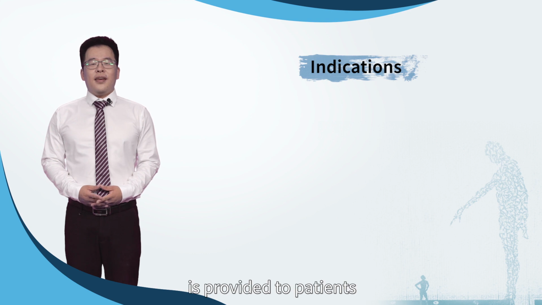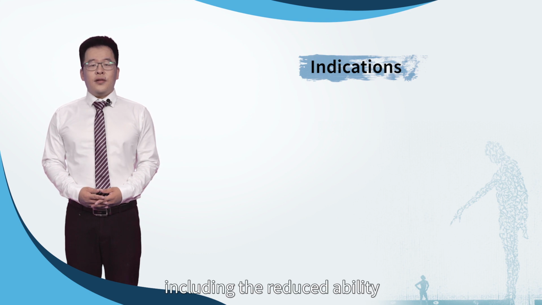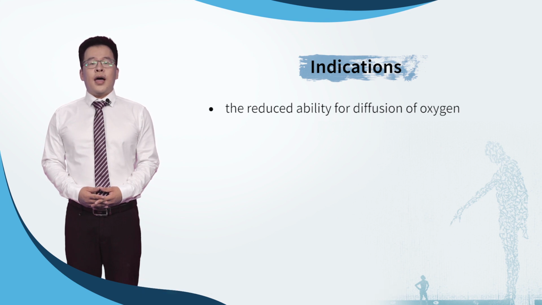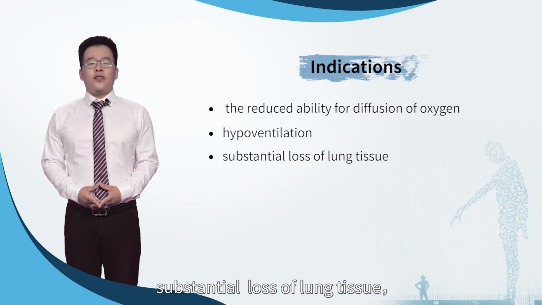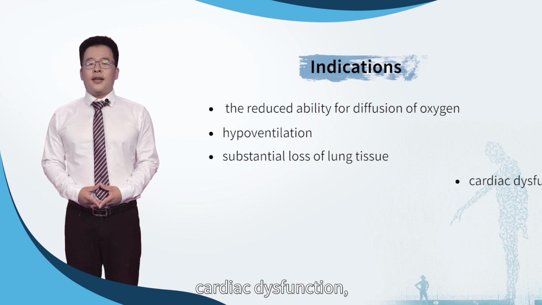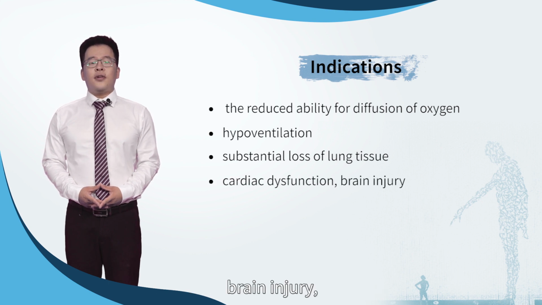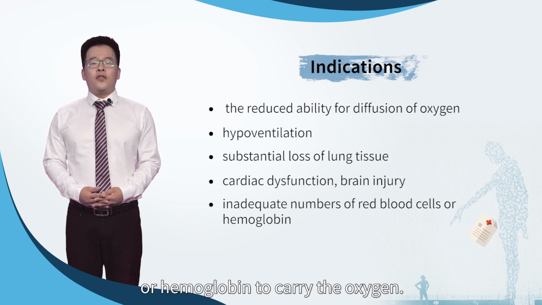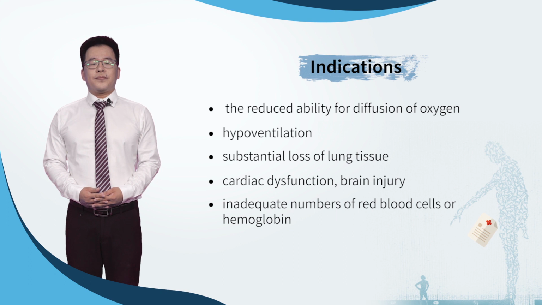Supplemental oxygen is provided to patients who have hypoxemia due to various reasons, including the reduced ability for diffusion of oxygen through the respiratory membrane, hypoventilation, substantial loss of lung tissue, cardiac dysfunction, brain injury, inadequate numbers of red blood cells or hemoglobin to carry the oxygen.